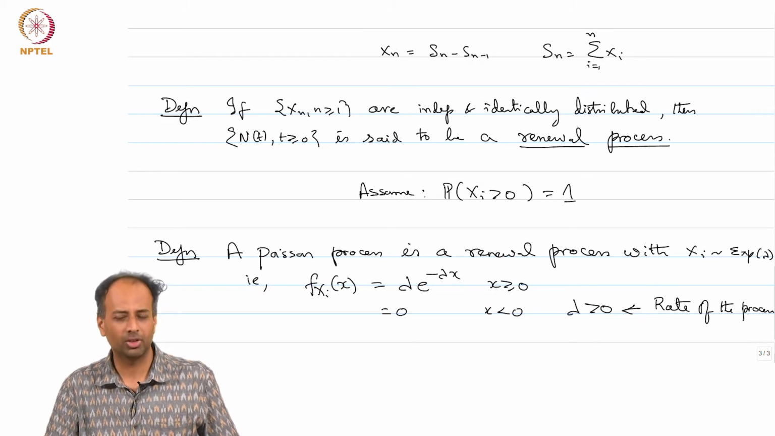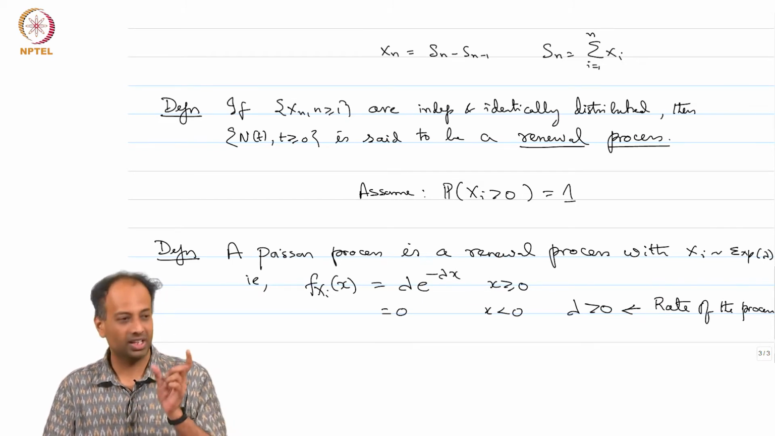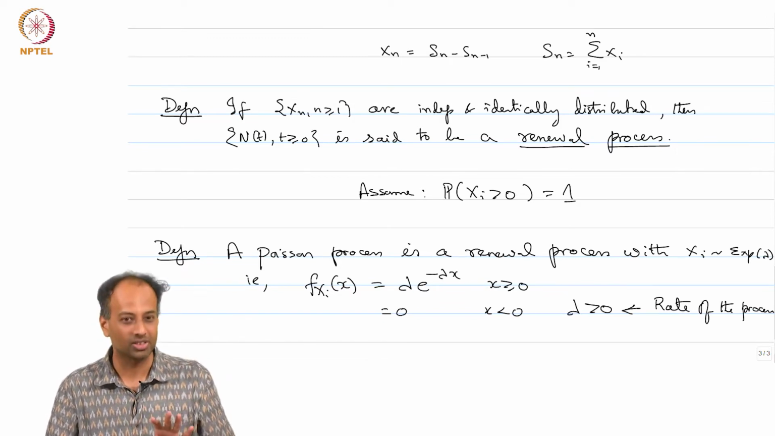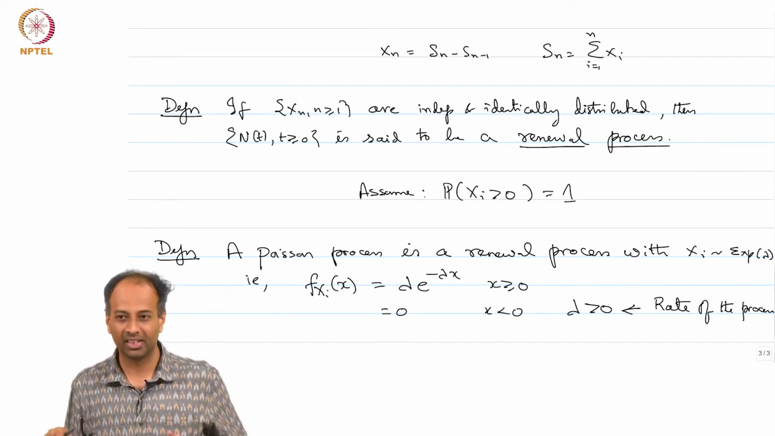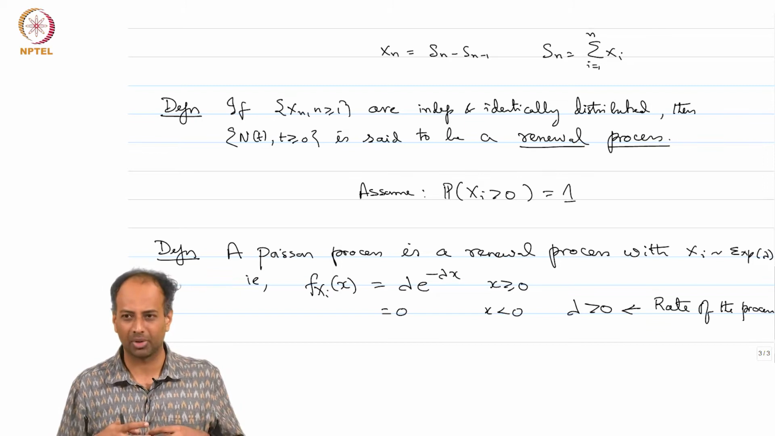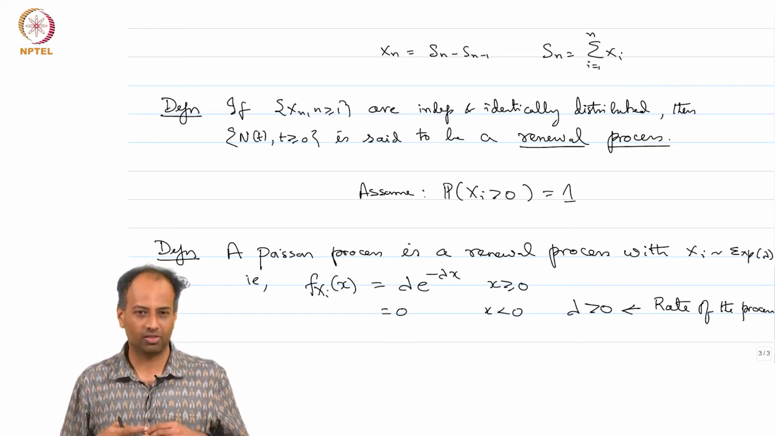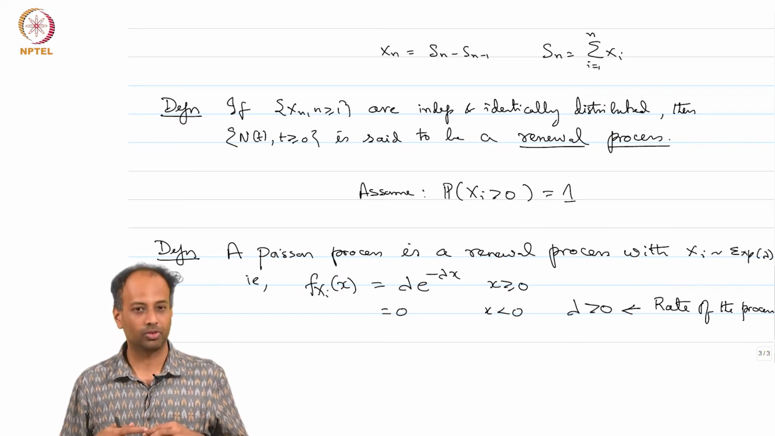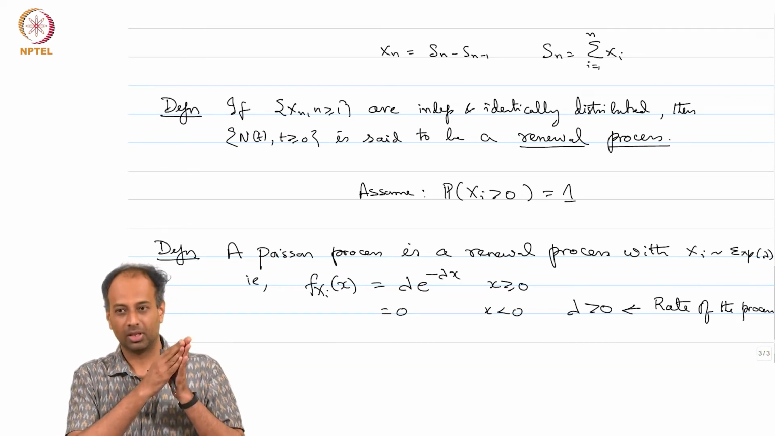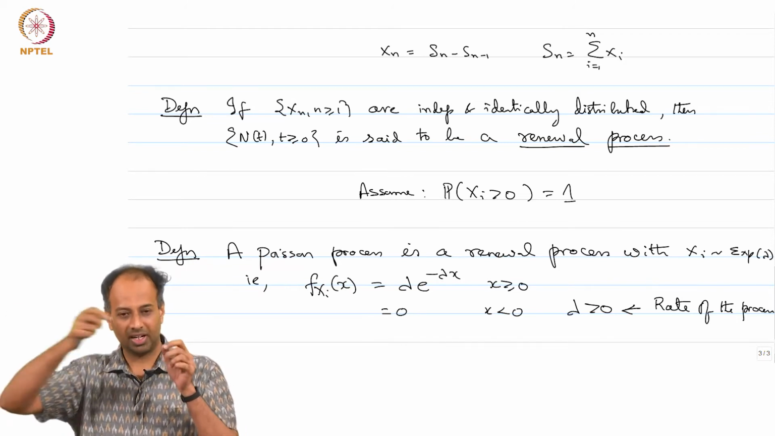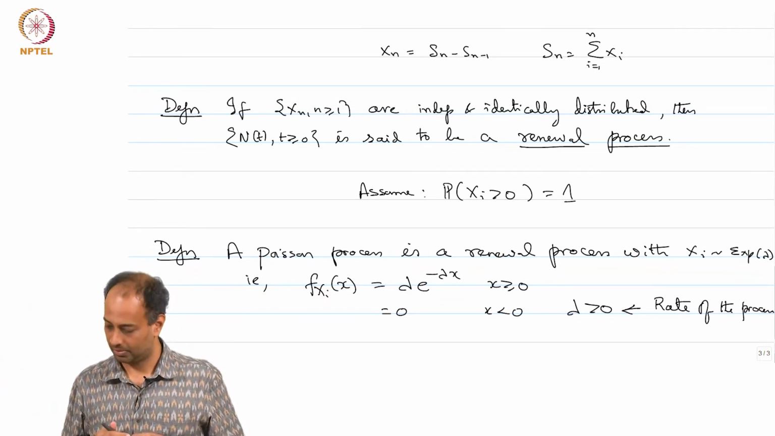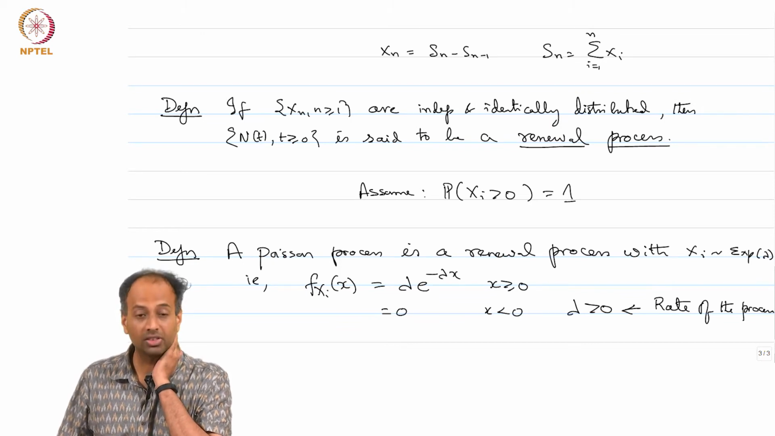So, what is a renewal process? A renewal process is a counting process in which the interarrival times are independent and identically distributed. What is a Poisson process? A Poisson process is a very special renewal process. The interarrival times are not only IID, they are IID exponentially distributed with some parameter lambda, and this lambda is called the rate of the Poisson process. So, a Poisson process is a counting process defined on the positive time axis, where the arrivals occur IID exponentially apart. Any questions on this?